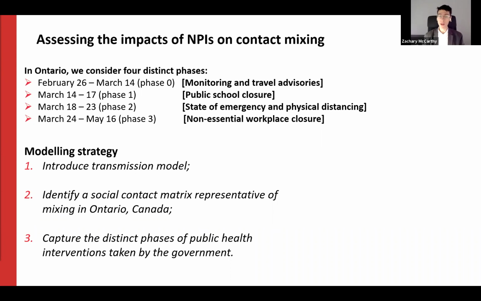First, we introduce a transmission model, which will be the heart of our study to assess the impacts of NPIs, or non-pharmaceutical interventions, on the mixing. Second, we need to identify a social contact matrix representative of mixing in the province. So how do different age classes mix with different age classes? And lastly, third, how to put these pieces together and capture the effects of the different interventions with the transmission model and the scenarios that will absorb the interventions into a phase-dependent or time-dependent contact matrix.